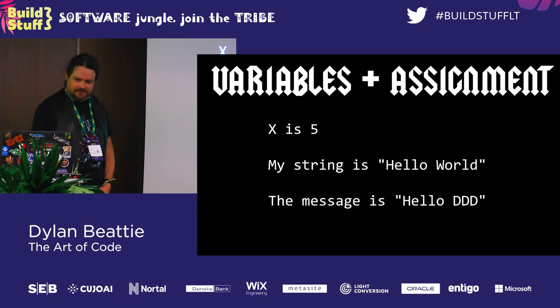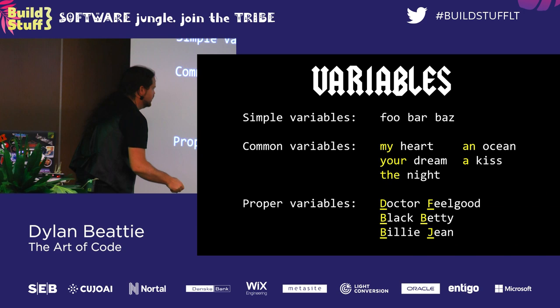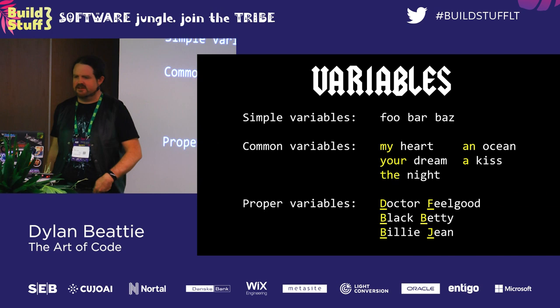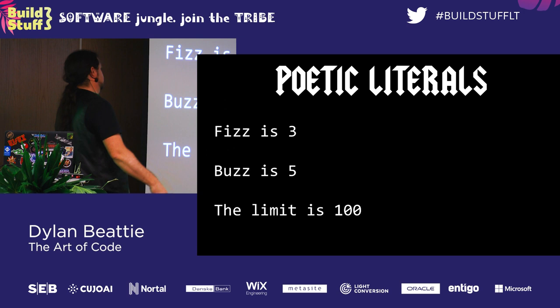There are simple variables. We have common variables, my heart, your dream, the night, Dr. Feelgood, Black Betty, Billie Jean. Anything starting with capitals, you can chain those together, that's a valid variable name. Now, programming involves a lot of numbers, and rock and roll kind of doesn't. Fizz is 3, buzz is 5, the limit is 100.